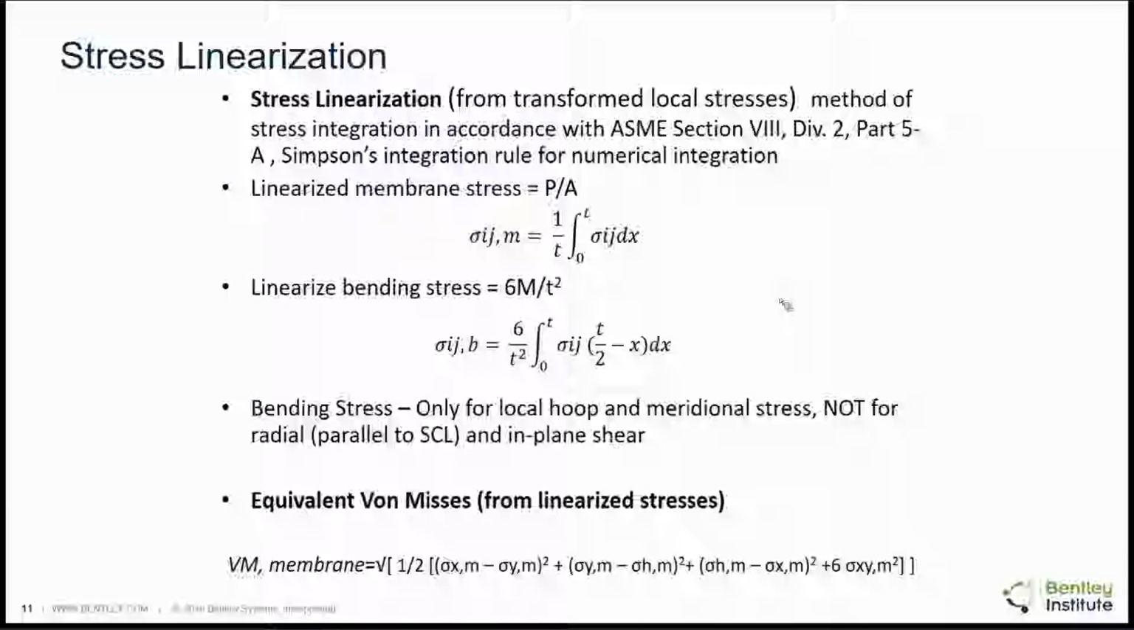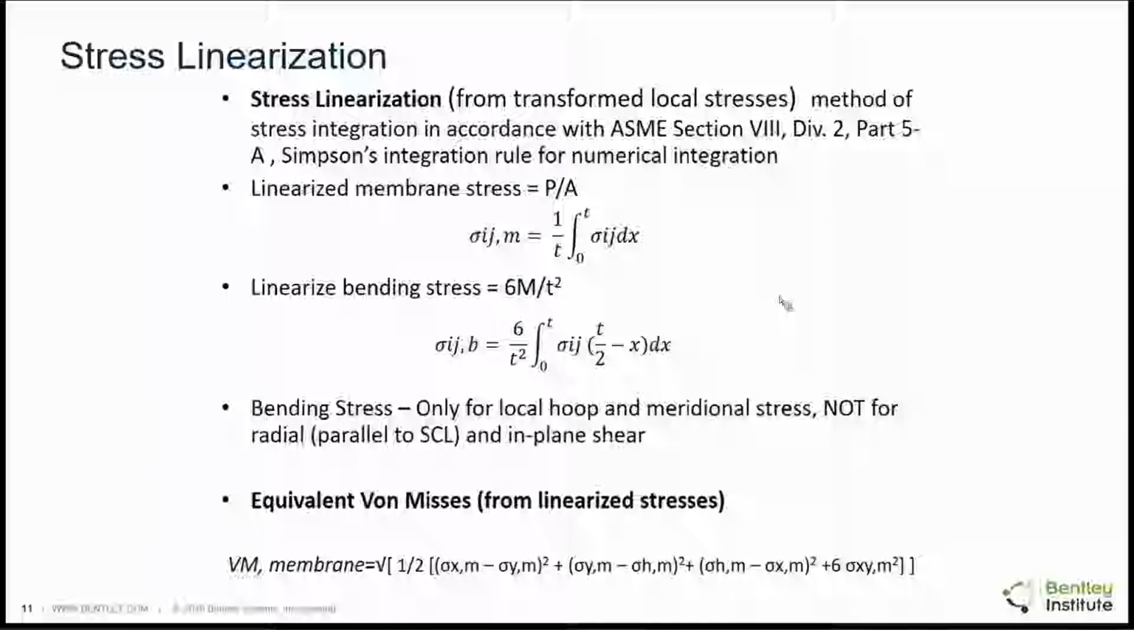The method of stress integration that we use is the ASME Section 8 Division 2 Part 5A, and Simpson's integration rule is applied for the integration. So there are 2 linearized stresses. The linearized membrane stress, which is basically P by A, is denoted generically as sigma ij comma m, which is equal to 1 upon t, where t is the thickness, integrated from 0 to t, the sigma ij, the stress component along the length of the SCL. And then the linearized bending stresses are obtained by 6M over t square.